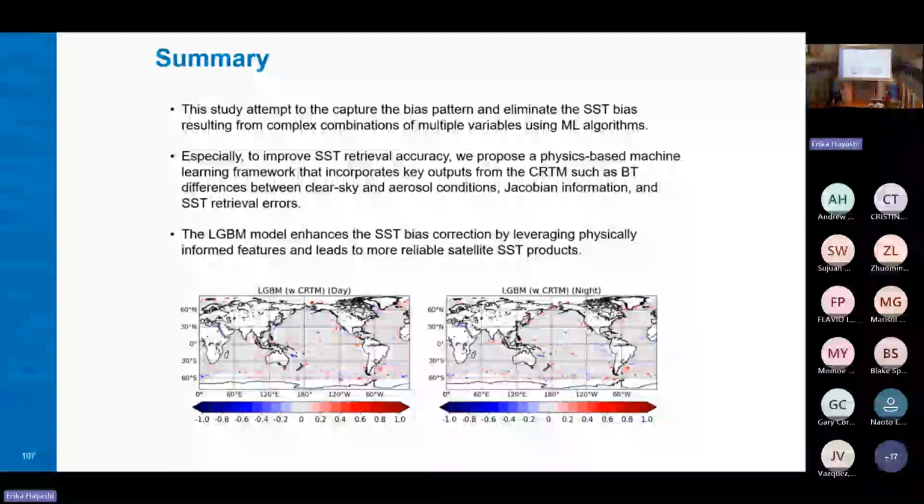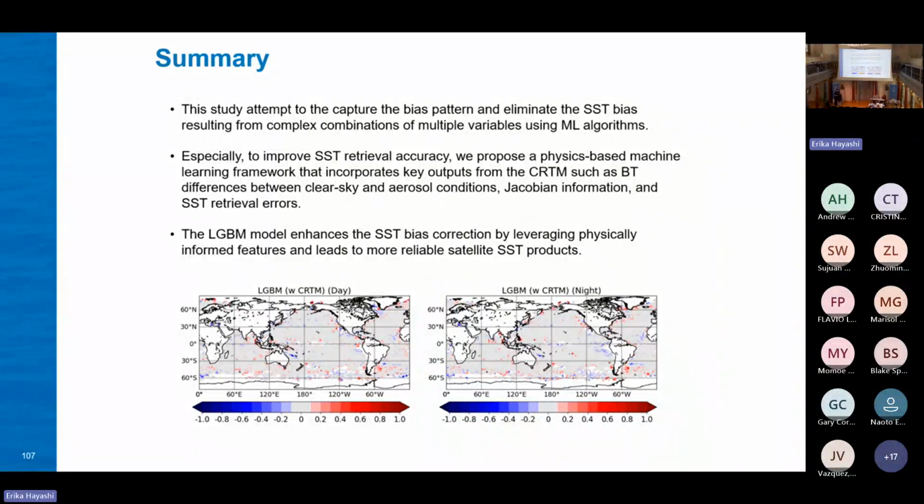And this is the summary. This study attempted to capture the bias pattern and eliminate the SST bias resulting from complex combinations of multiple variables, using machine learning algorithms, especially to improve SST retrieval accuracy. We proposed a physics-based machine learning framework that incorporated key outputs from the CRTM, such as brightness temperature, aerosol, brightness temperature, and Jacobian, and SST retrieval errors.